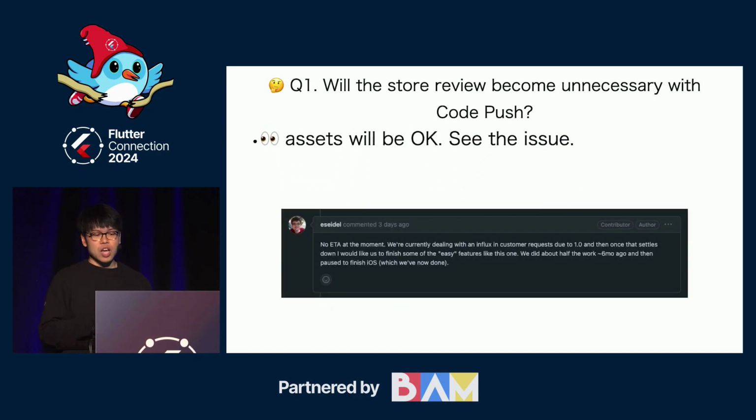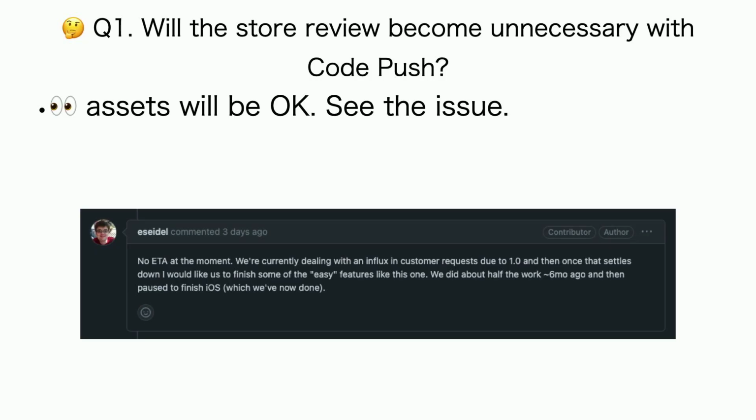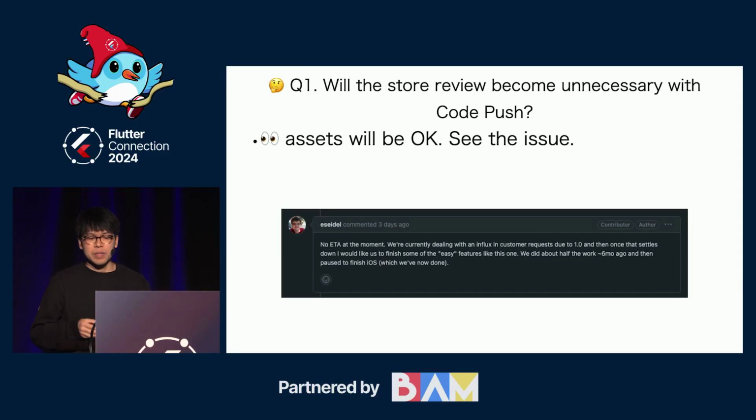If you change assets, for example, adding a new image widget and a JPEG or PNG image to Flutter, technically you can use code push. However, Shorebird doesn't support assets right now. Unfortunately, the asset support has no ETA at the moment, since after Shorebird's iOS stable release, the team has been too busy meeting new customers' requirements.